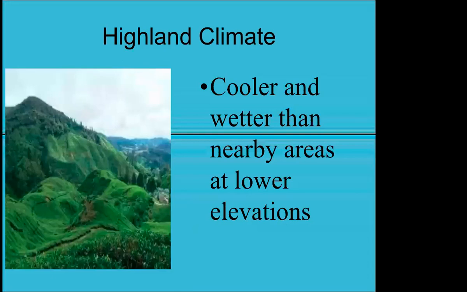Okay, so the highland climate is cooler and wetter than nearby areas at lower elevations. We talked about elevation yesterday. So as elevation goes up, what happens to the temperature? It decreases, right? It gets what? Colder. Remember we talked about being here, and then we talked about being on the west side of North Carolina. What's on the west side of North Carolina? The mountains. And it's what there? It's cooler, it's colder there than it is here, okay?